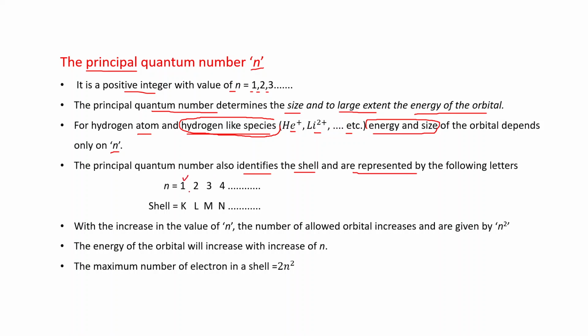The shells are represented by the following letters. If n is equal to 1, it is the K shell. If n is 2, it is L. If n is 3, it is M. If n is 4, it is N, and so on. With the increase in the value of n, the number of allowed orbitals increases and is given by n². We can say number of orbitals, not orbits. The number of orbitals in a given shell is given by the formula n². The energy of the orbital will increase with the increase of n. And the maximum number of electrons in a shell is given by the formula 2n², where n is 1, 2, 3 and so on.